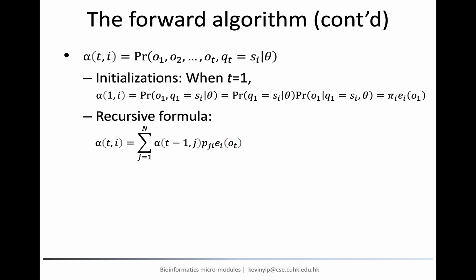Next, we need a recursive formula that computes each entry in step t based on the entries in step t-1. The recursive formula is shown here. Intuitively, you can consider it as transiting from state j in step t-1 to state i in step t, followed by emitting the observation in step t. Therefore, we have alpha t-1 j multiplied by the transition probability p_ji and the emission probability e_i(o_t). And we sum over all possible states j of step t-1.